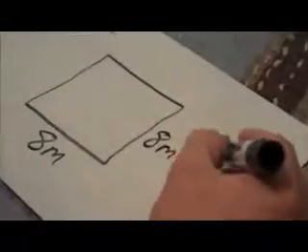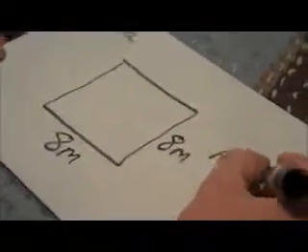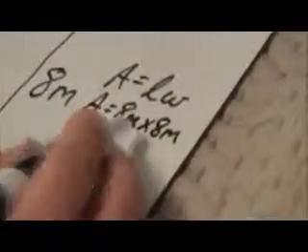Now here's the cool part. Area is length times width. So I'm going to have my 8 meters times my 8 meters. Notice that I did it differently this time, but it's all the same. Knowing your multiplication facts as you should, I will have 64 meters squared.